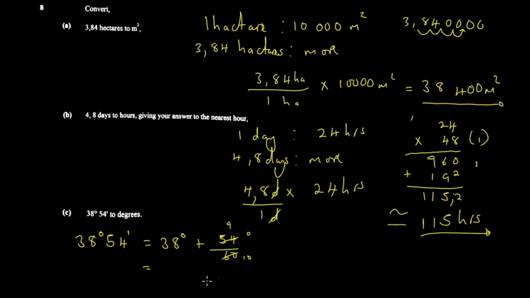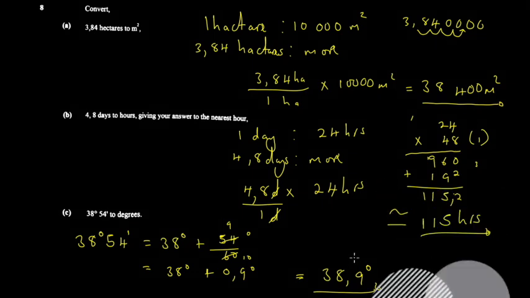Okay. So you actually get 38 degrees plus 0.9 degrees. So this is equal to 38.9 degrees like this. Okay, so this is how you do the conversion. So that's just about it for this question.